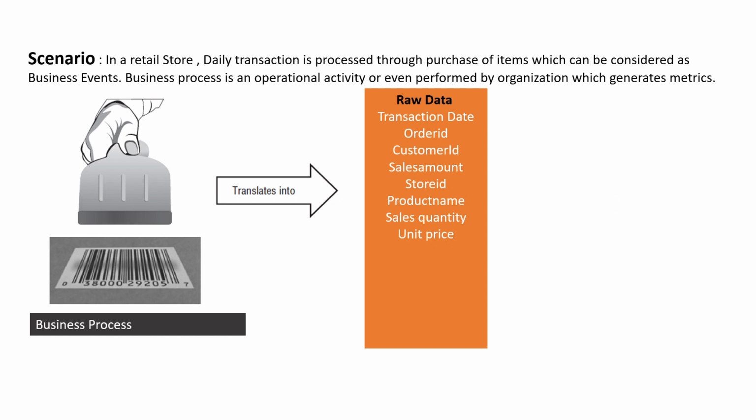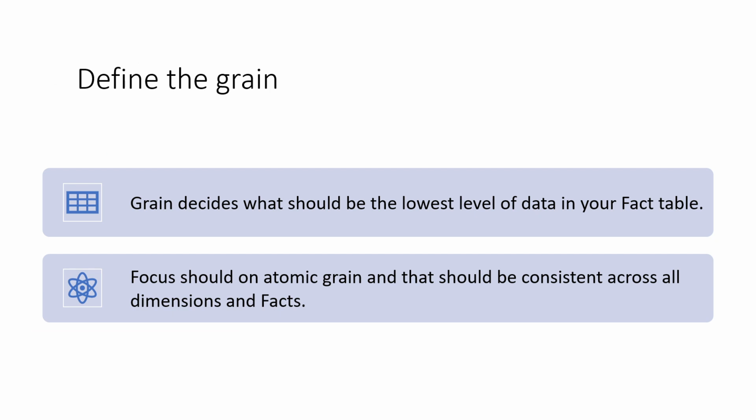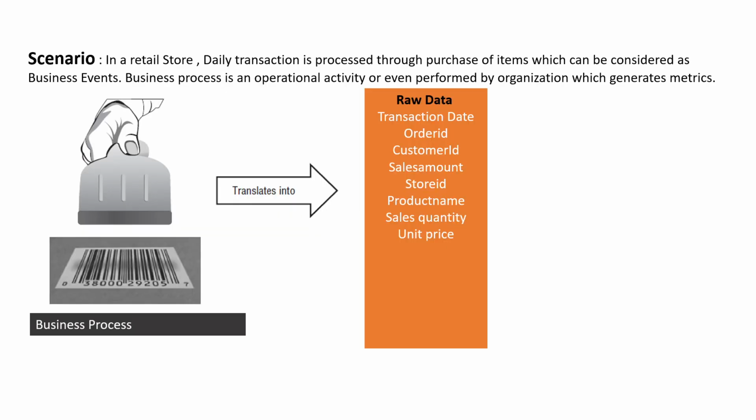Now here we identified the business process. The next step is to identify the grain. Grain you can consider as a level. Suppose in a retail transaction system, which we just saw here, the order level is the level. Or you might have a scenario where one order has multiple items, right?